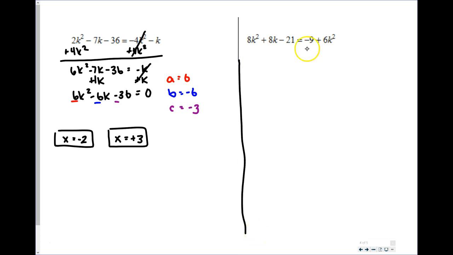Just like the other one, we're first going to have to get this alone. So I'm going to add the 9 and subtract the k squared. And I'm going to do this in one step. I often do this to help save myself some room. So these both cancel out to 0. 8k squared minus k squared is 2k squared. Bring down the positive 8k, and negative 21 plus 9 is going to give me a negative 12. Okay? So now I'm going to label A, B, and C. A is 2. B is 8. And C is negative 12.